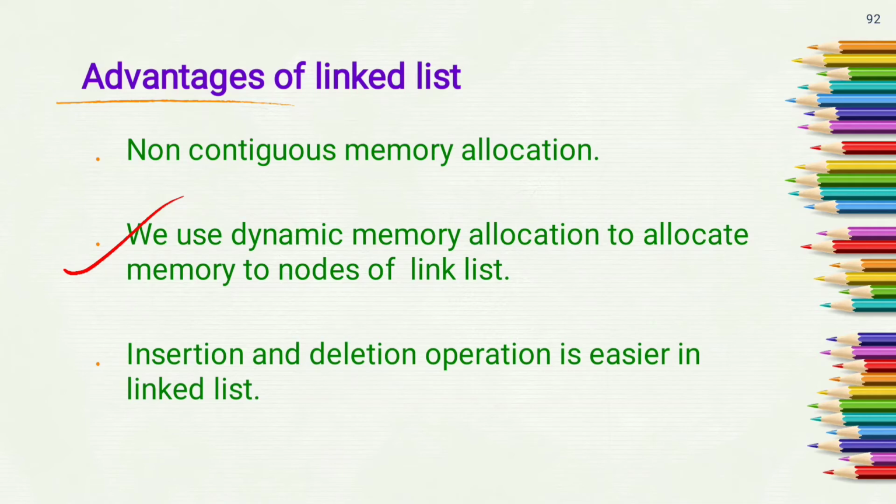That means the compiler will allocate memory to array data structure at compile time, while in linked list memory is allocated to nodes at runtime. In array we saw insertion and deletion are time consuming, as insertion requires moving the elements downwards and deletion requires moving the elements upwards, which is a time consuming method. Linked list also removes this drawback. In linked list we can easily insert and delete data elements, so insertion and deletion operation is easier in linked list.